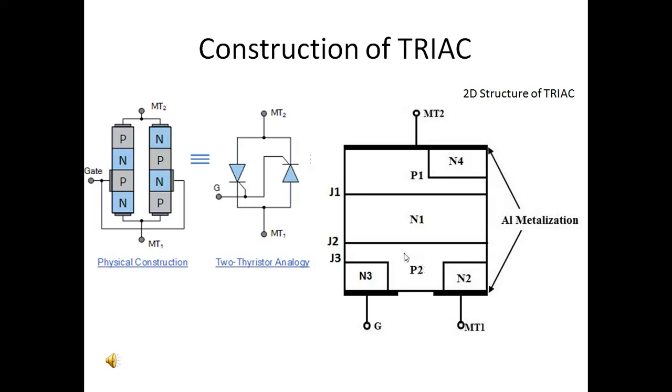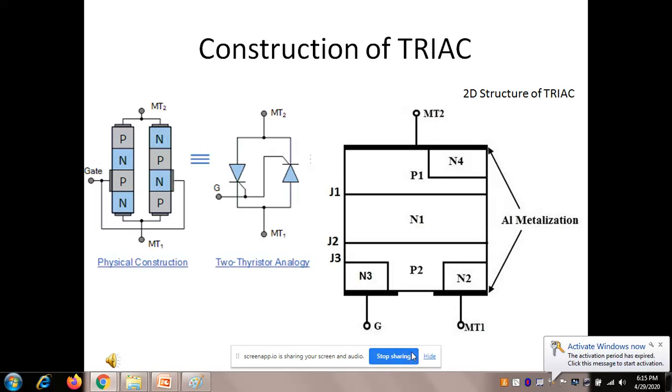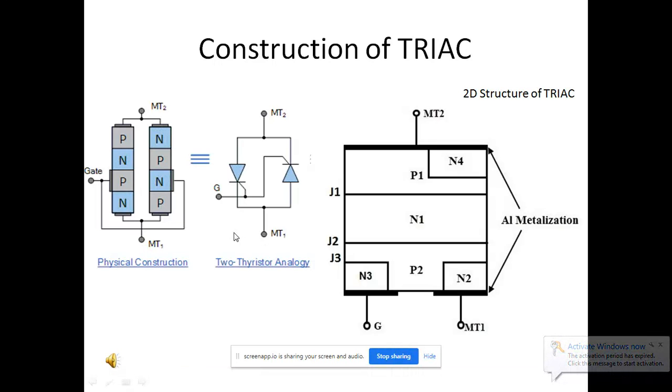The junction J1 is with respect to the layers P1 and N1. Junction J2 is with respect to N1 and P2, and junction J3 is with respect to the layers P2 and N3.